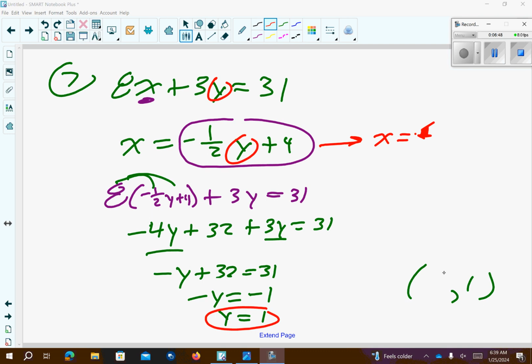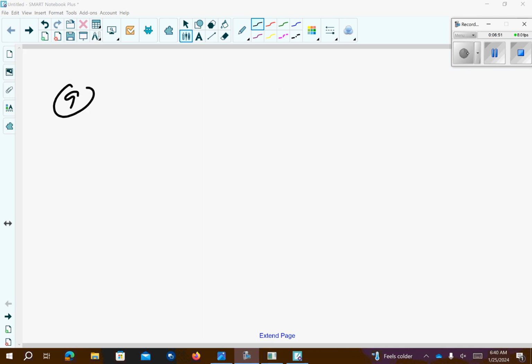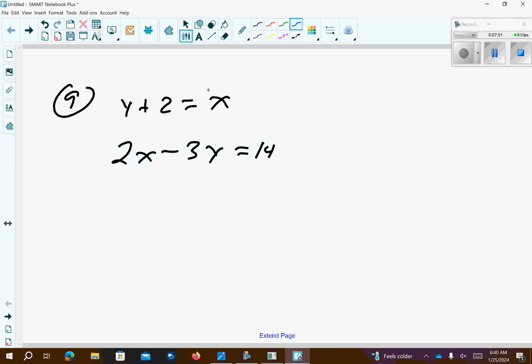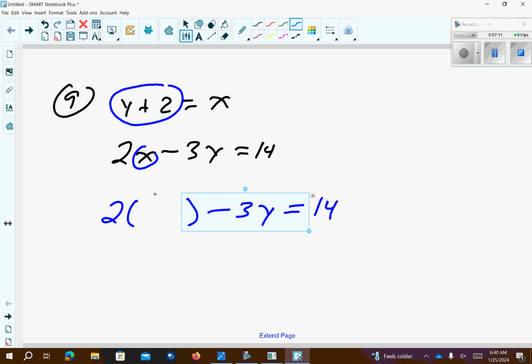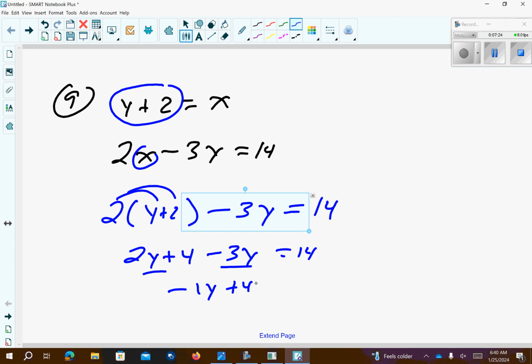Okay, now I have to undo my number 9. So y plus 2 is equal to x. And then I have 2x minus 3y equals 14. So y plus 2 is going to be the same thing as x. So I get 2, that was where x used to live, minus 3y equals 14. And then I'm going to plug y plus 2 in there. Distribute the 2 over, so I'm going to get 2y plus 4 minus 3y equals 14. Those are like terms, so I'm going to get negative 1y plus 4 equals 14.